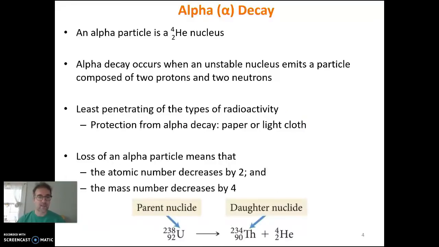Alpha decay is when a helium nucleus or an alpha particle is emitted or radiated from the nucleus, and this is the least penetrating type of radioactivity. You can protect yourself from alpha decay by shielding yourself with a piece of paper. If a nucleus loses an alpha particle, that means that the atomic number decreases by 2 and the mass number decreases by 4. So uranium-238 would undergo alpha decay and split into thorium-234 and a helium nucleus.